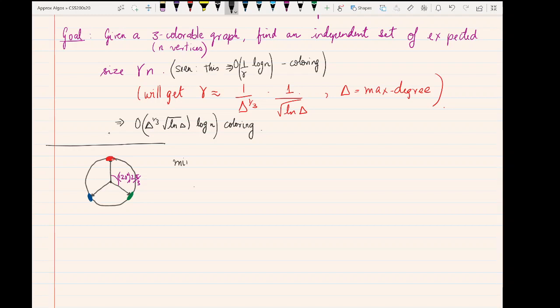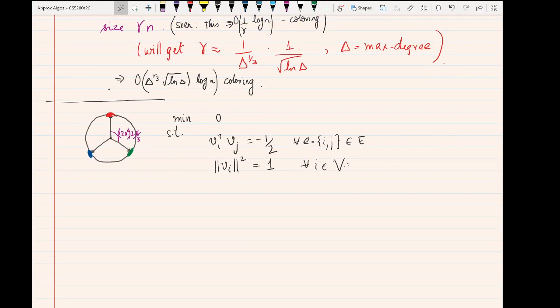So recall the vector program. There was no objective because all we were looking for was a feasible solution. So for all edges, the inner product between Vi and Vj was equal to minus half. And of course, we had that the vectors lie on the unit sphere in n dimensions. Now, as I said before, the intuition behind this SDP's rounding is going to be the fact that if the vectors are close together, then most likely you don't have edges between them, because edges are spread at 120 degrees apart.